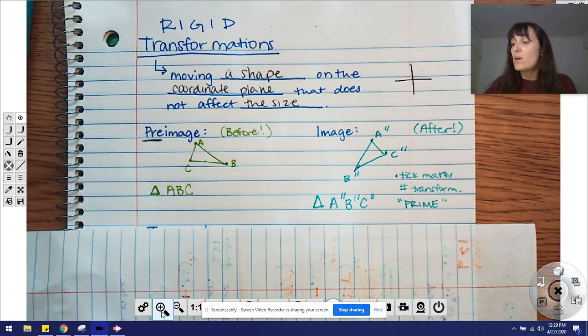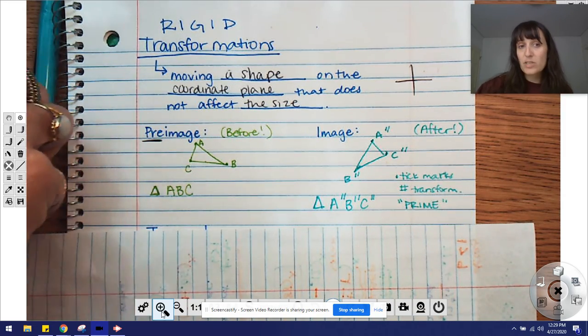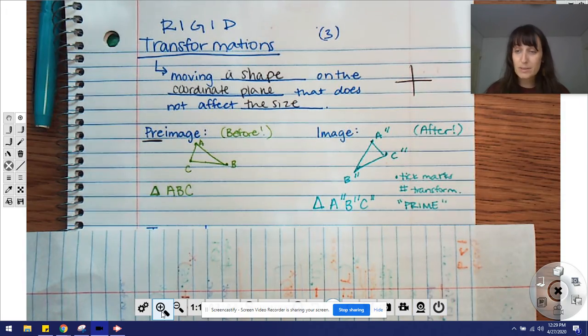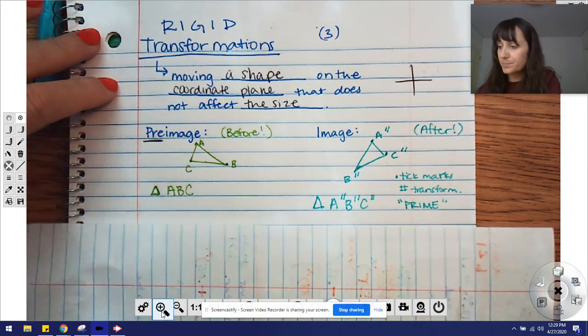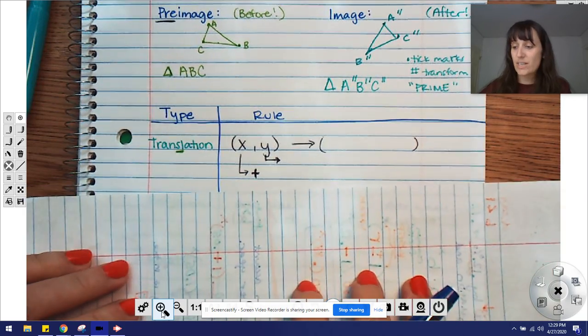In the Desmos, you started to look at different types of transformations. When we talk about rigid transformations, there are 3 kinds that we're going to go over. Today we're going to talk about the first 2. The first one is called a translation.